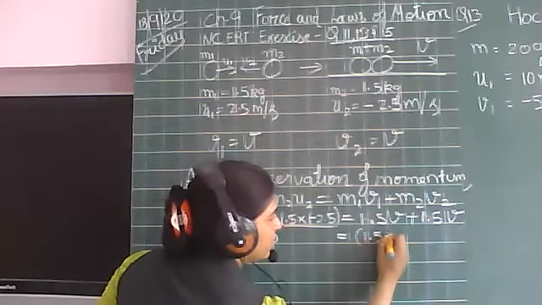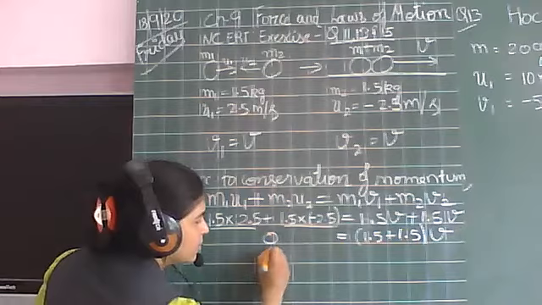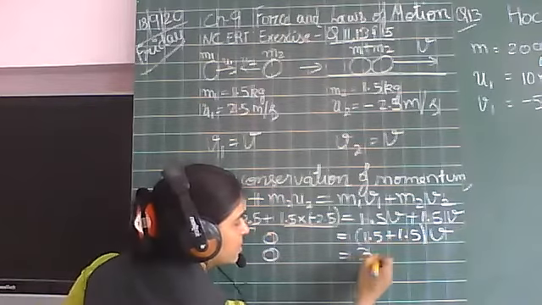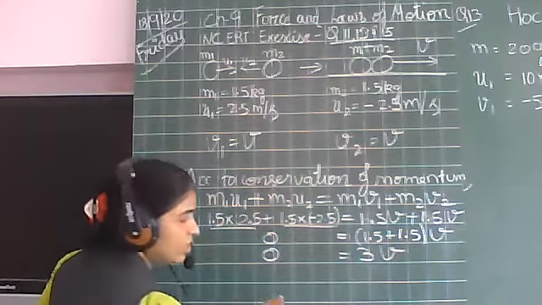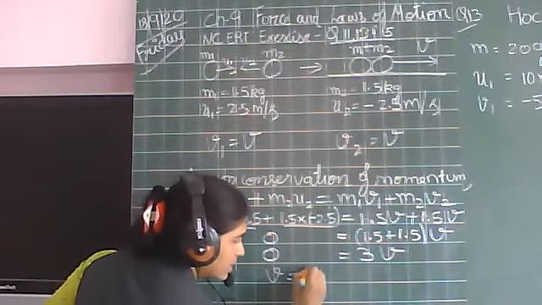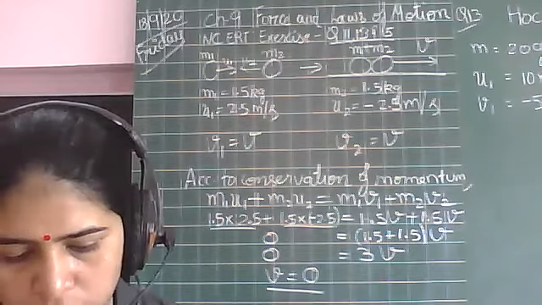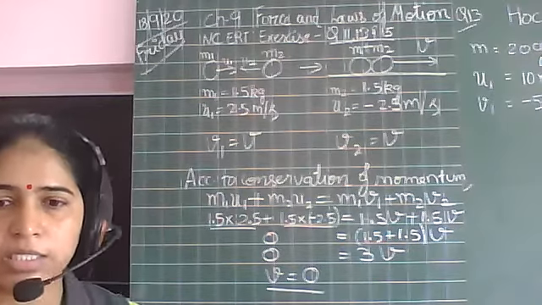So this will cancel out and this will be 0 equals to, if we take v common, then inside will be 1.5 plus 1.5, into v. V we have taken common. So 0 equals to 1.5 plus 1.5 is 3. So 3v is 0, and v equals 0 by 3, and that is 0. So the final velocity of the object is 0.